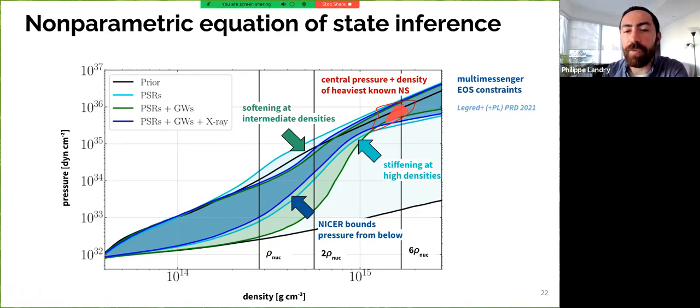And then when you fold in the gravitational wave tidal measurement, that softens the equation of state at those intermediate densities. That gives you the green contour. And then finally, the NICER radius measurements give you a lower bound on the pressure at those intermediate densities, so that you end up with this reasonably tight constraint in blue. Also of interest here, we can infer what the central pressure and density for the heaviest known neutron star is. It comes out with a central density of about four times nuclear saturation density, with support up to about 6.